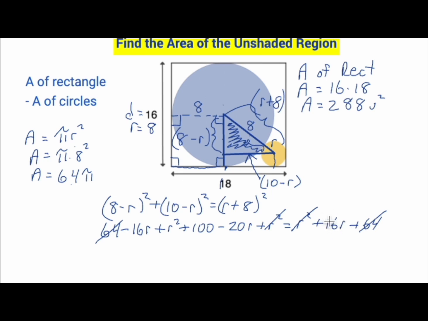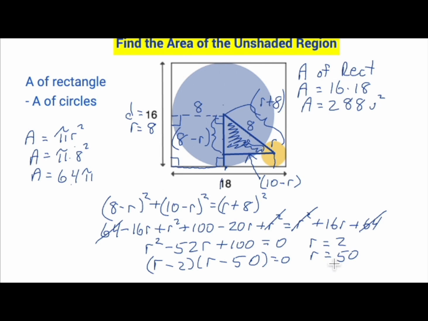Then I'm going to move positive 16r over to the right-hand side, combine like terms, and put them in the right order. So this ends up being r squared minus 52r plus 100 equals 0. We're going to factor this: (r minus 2)(r minus 50) equals 0. So my radius can be 2 or my radius can be 50. The radius can't be 50 because of the dimensions of this rectangle up here. So this is an extraneous solution, and the radius has to be 2.